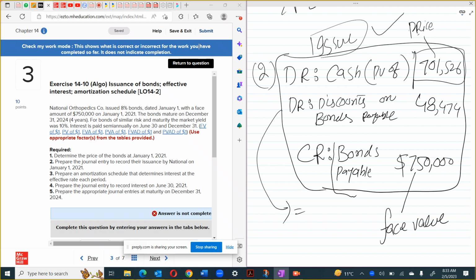So now I will calculate the bond interest, which is 701,526 times 5%. It is 35,076. They did not apply the formula, so we will do it manually. 35,076 minus 30,000 is 5,076.